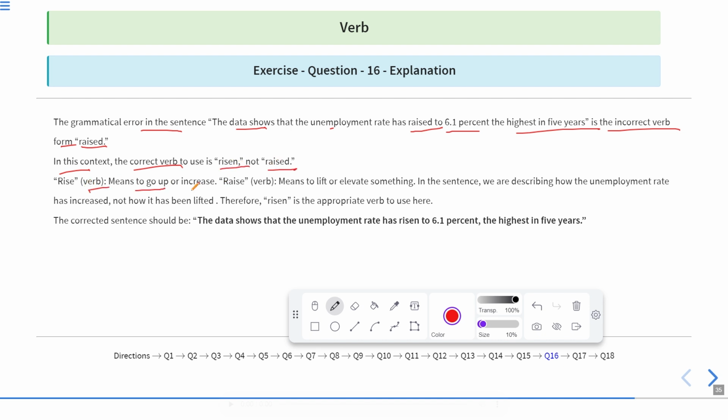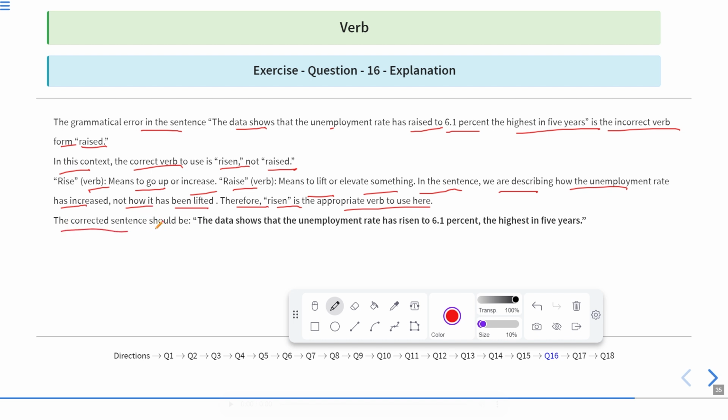The verb rise means to grow up or increase. Raise means to lift or elevate something. Here in the sentence, we are describing how the unemployment rate has increased, not how it has been lifted. Therefore, "risen" is the appropriate verb to use here.